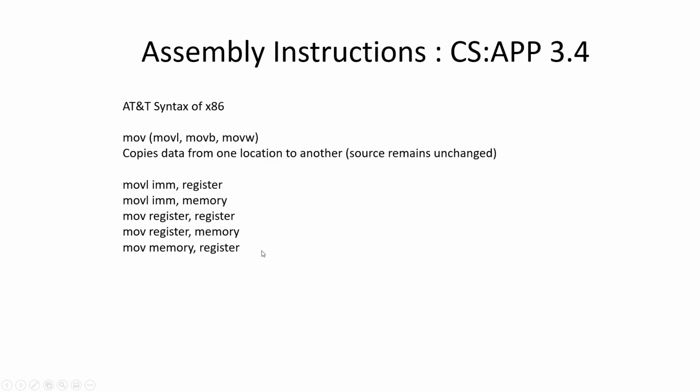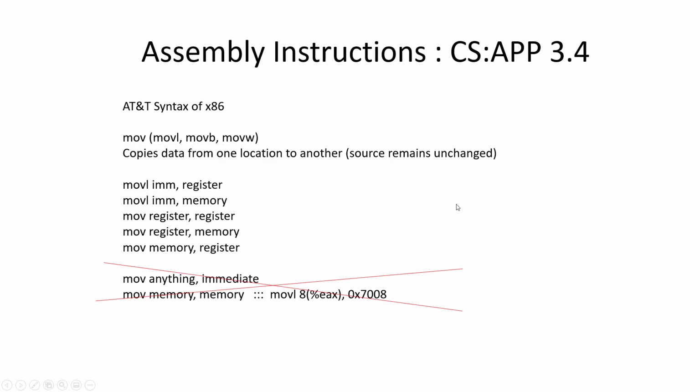So all of these work. And then let me click some things that don't work. I cannot move things into an immediate value. The destination can't just be the number 4.